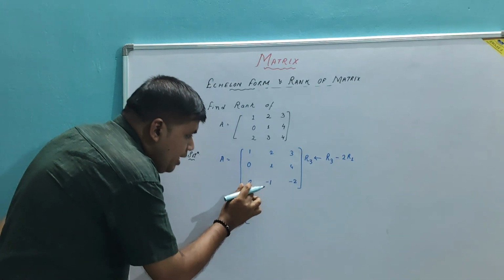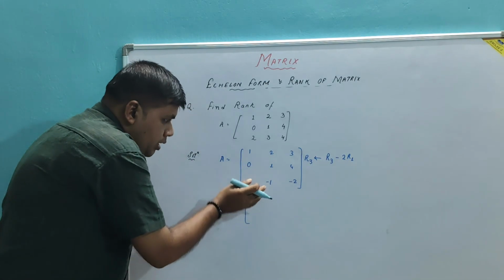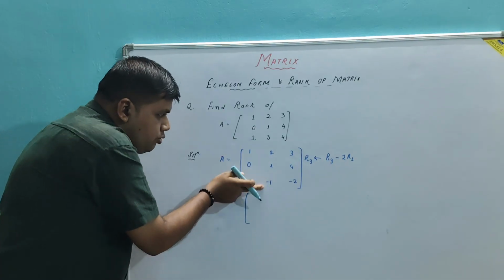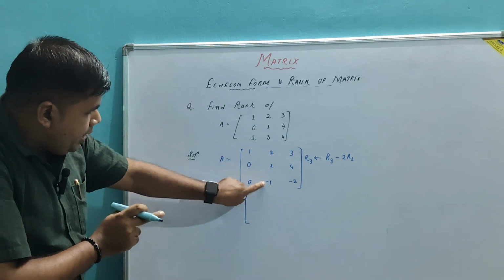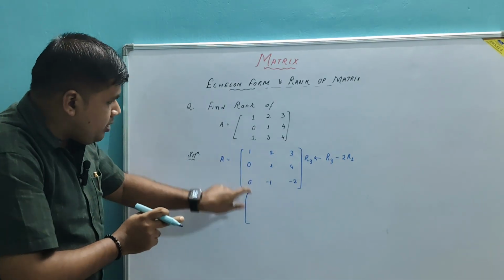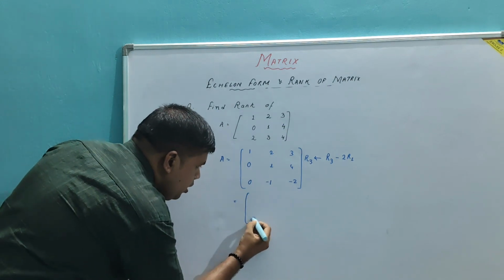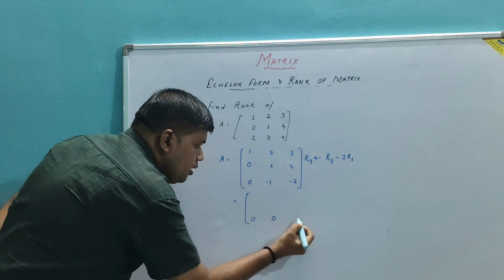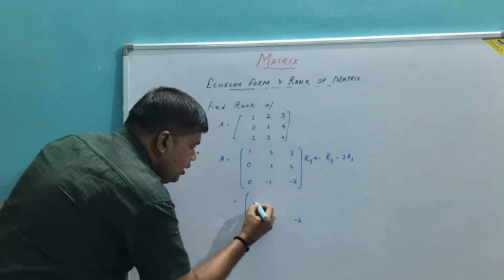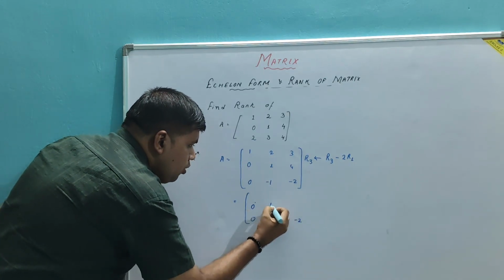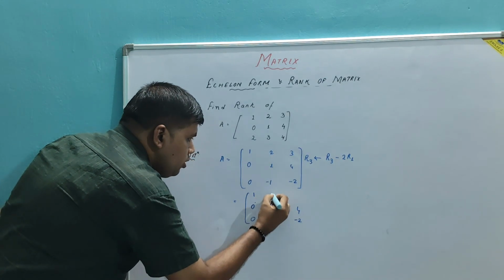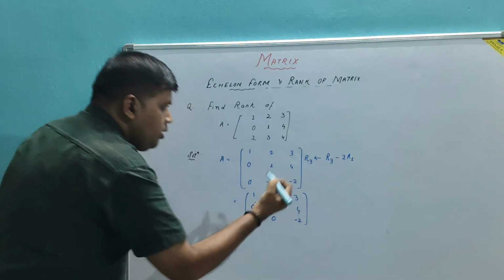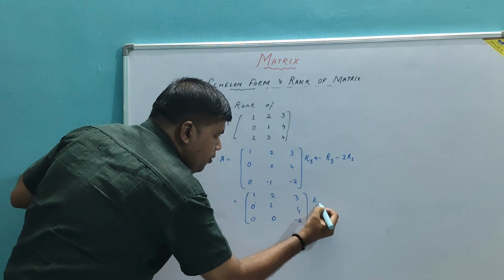So how can we make this 0 now? If you observe carefully, if we add these two rows, 0 plus 0 will become 0, minus 1 plus 1 will become 0, and minus 2 plus 4, the rest will be the same. So 0, 1, 4 and 1, 2, 3. So what operation are we performing here?